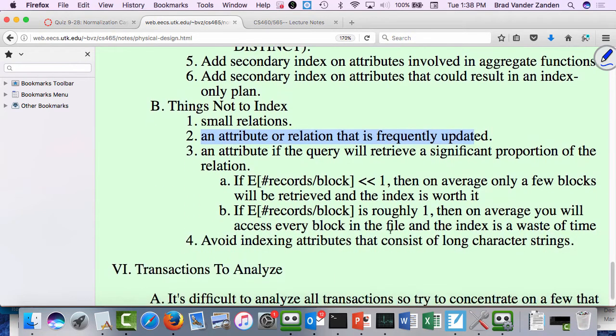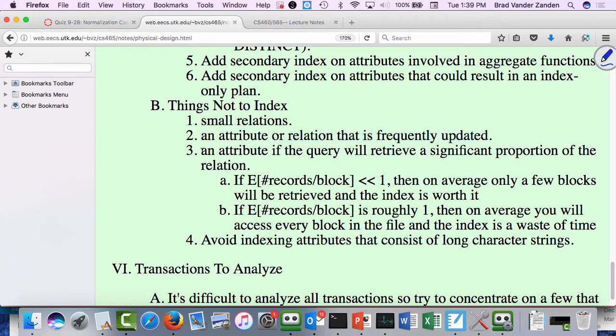And here's something that always gets people: if an attribute will retrieve a significant proportion of the relation, you shouldn't index. You might say, okay, the expected number of records per block is roughly 1. So maybe blocks store 100 records, and on average the query is only going to return 1 record per block. And you think, wow, that's only 1% of the database. That's not that much. How about wrongamundo?